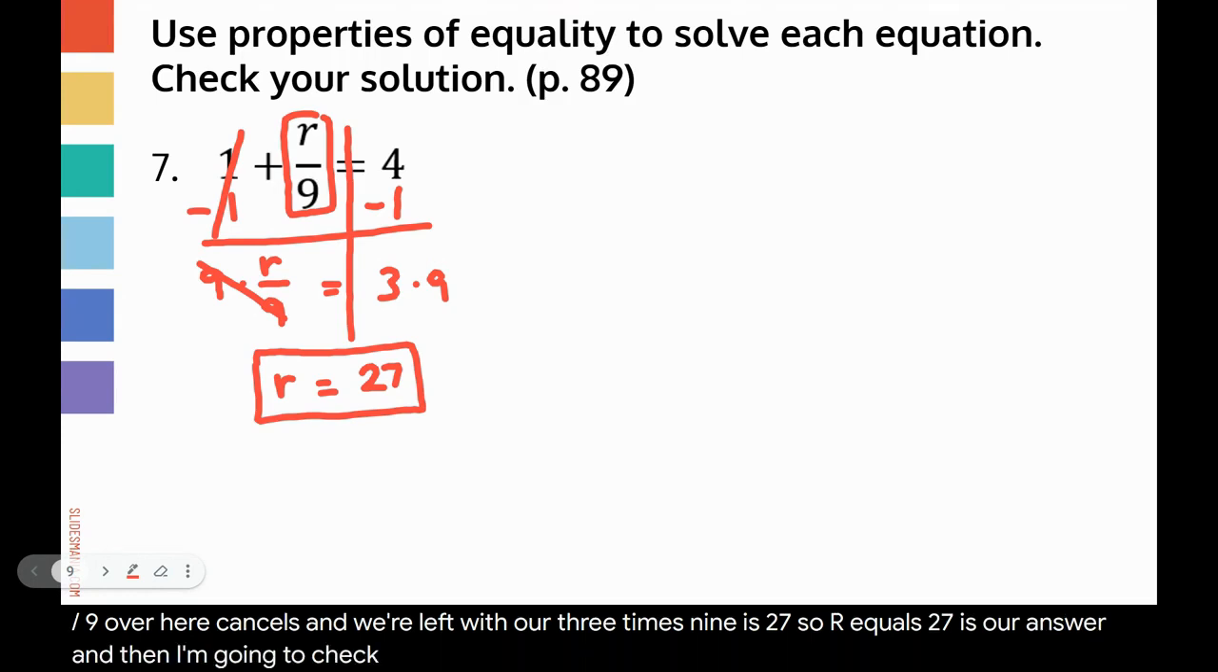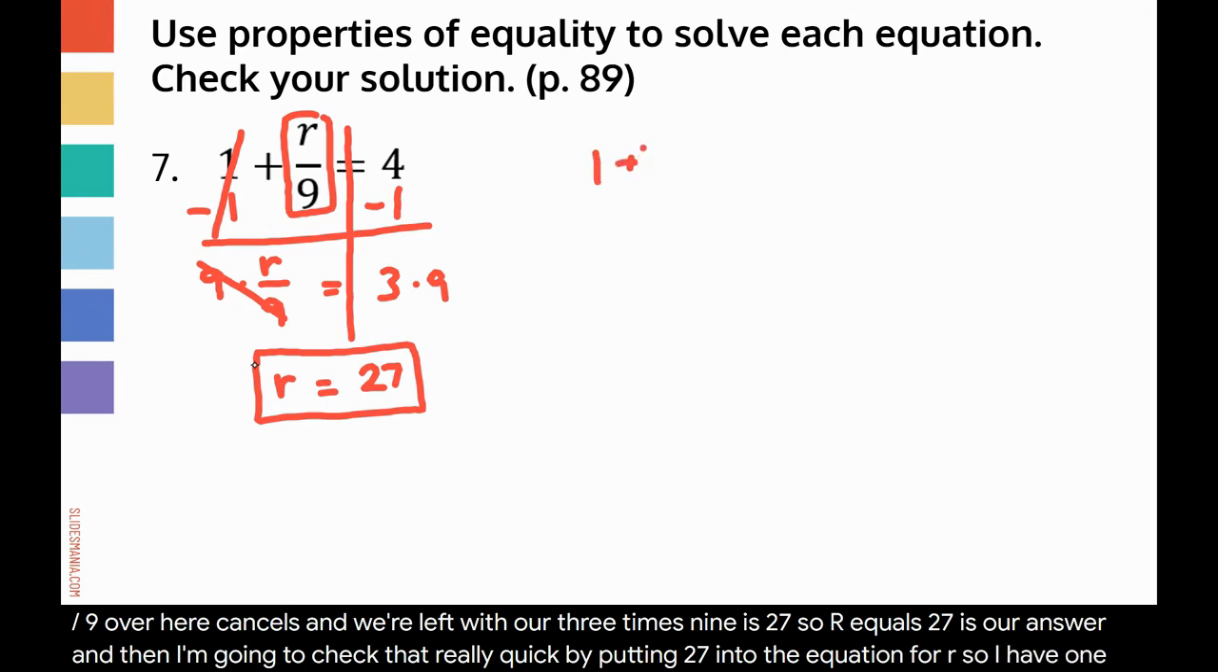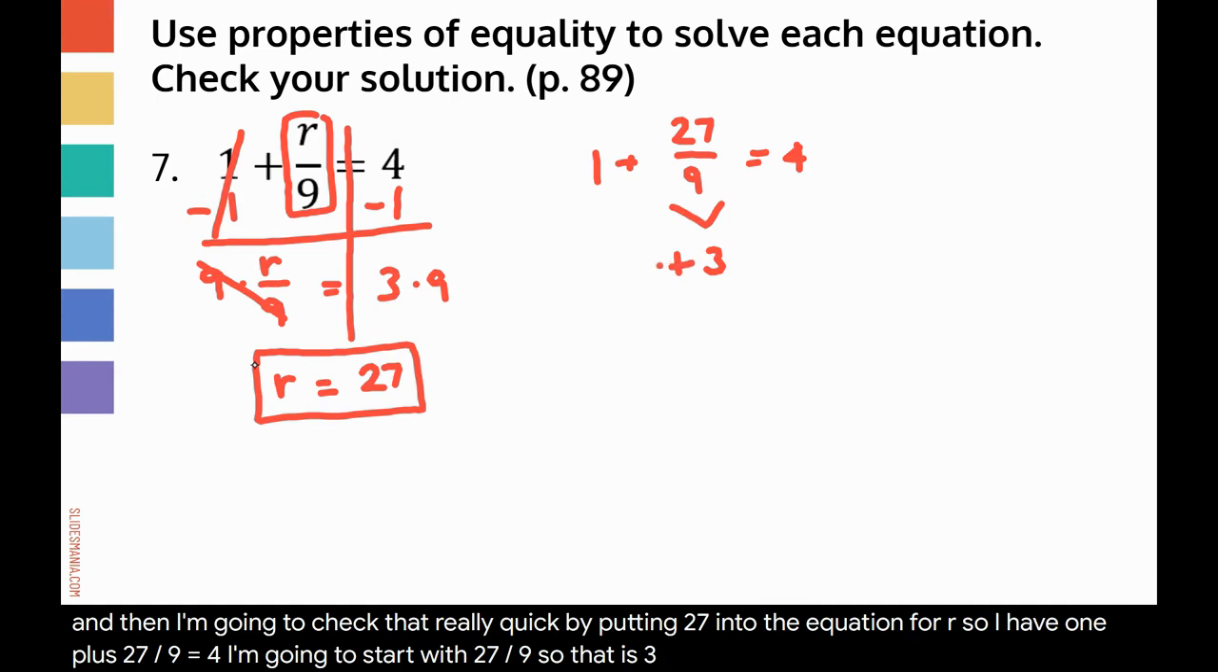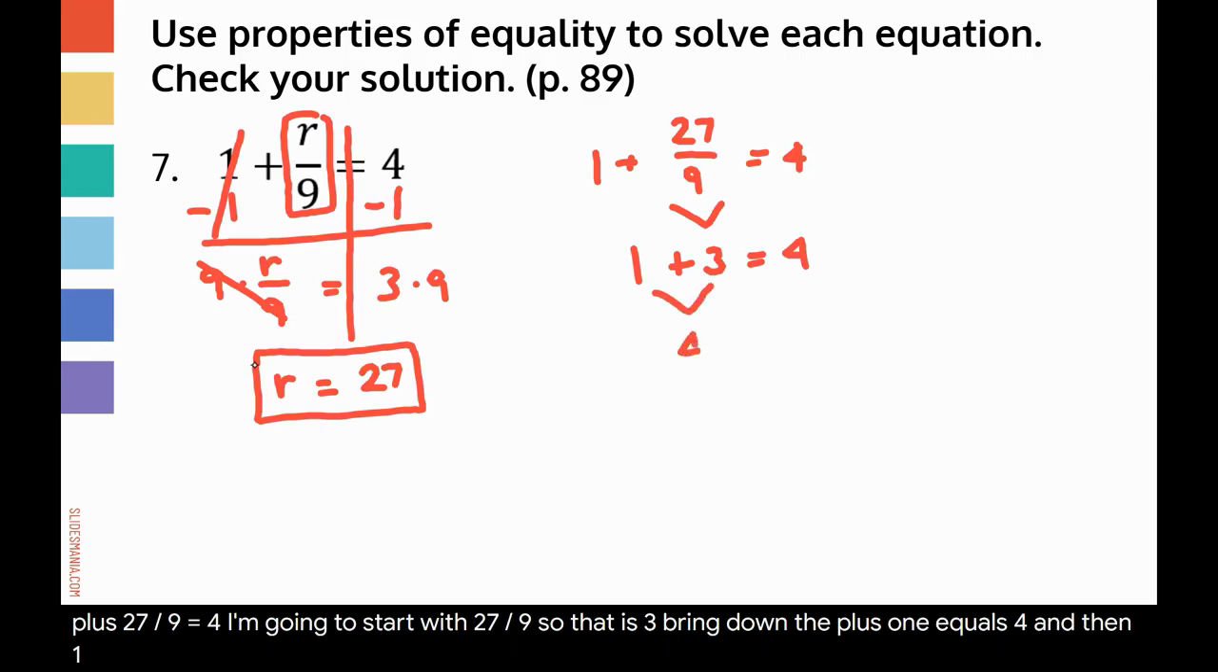And then I'm going to check that really quick by putting 27 into the equation for r. So I have 1 plus 27 over 9 equals 4. I'm going to start with 27 divided by 9. So that is 3. Bring down the plus 1 equals 4. And then 1 plus 3 is 4. 4 equals 4, so that checks.